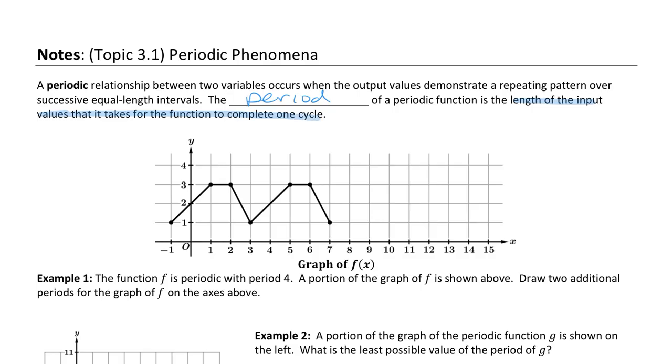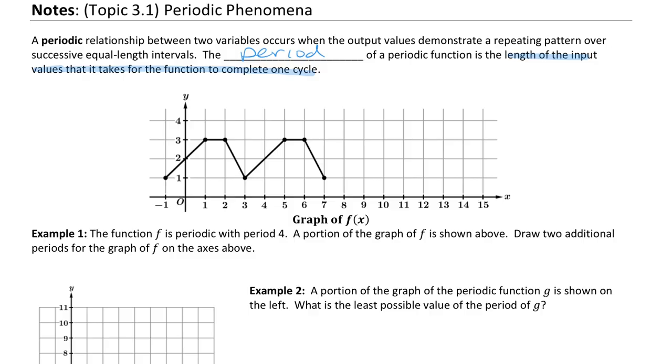If we're looking at this image right here, do you see how the shape goes diagonal, flat, diagonal? Diagonal, flat, diagonal. Do we see that? That has a periodic motion to it because we're repeating the up, sideways, down, up, sideways, down. I'm going the opposite direction than you're looking because y'all are looking at me, but you get it. Of this motion, of these outputs. It wants us to draw two additional periods for the graph of f on the axes above.